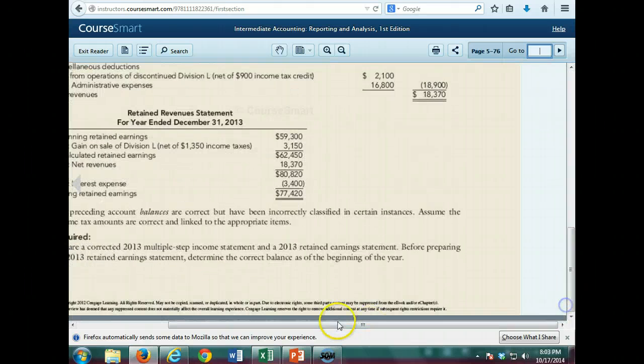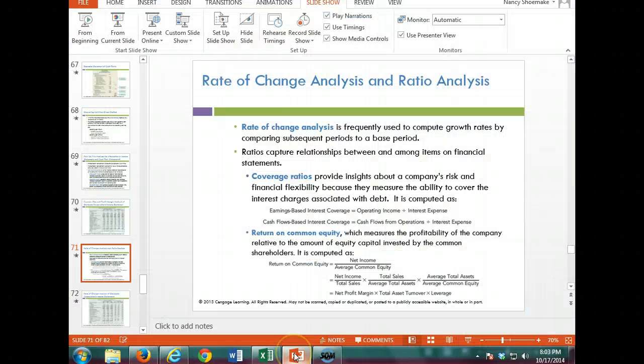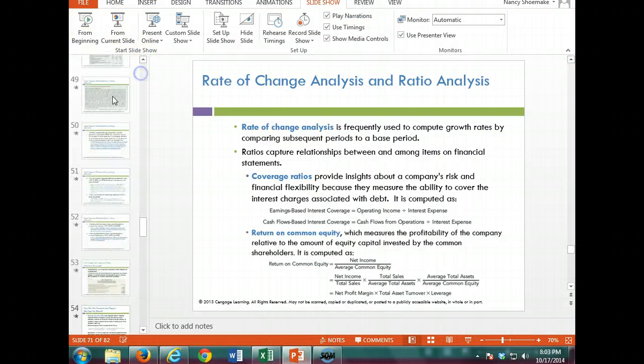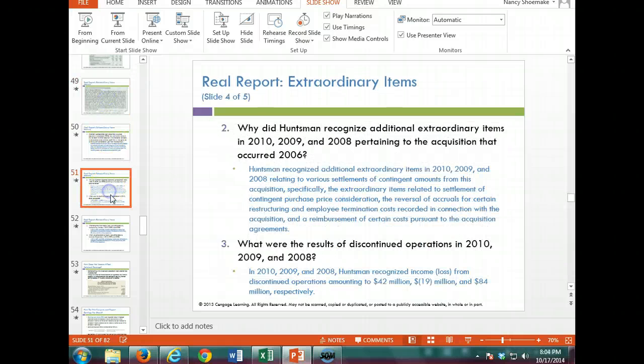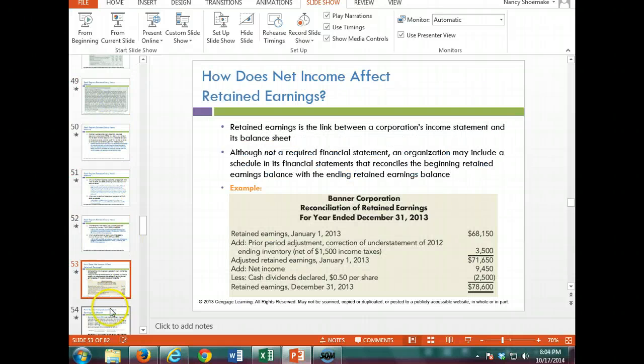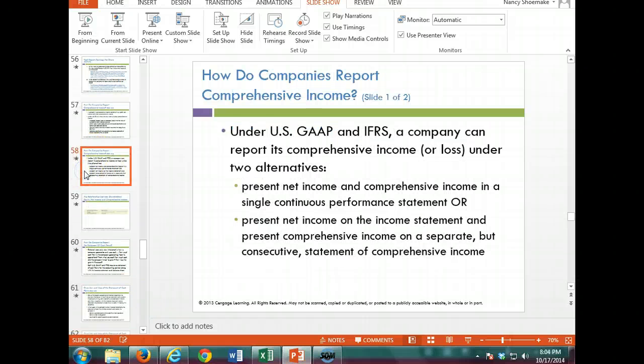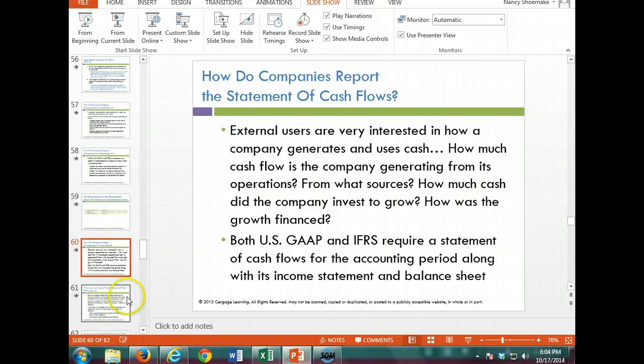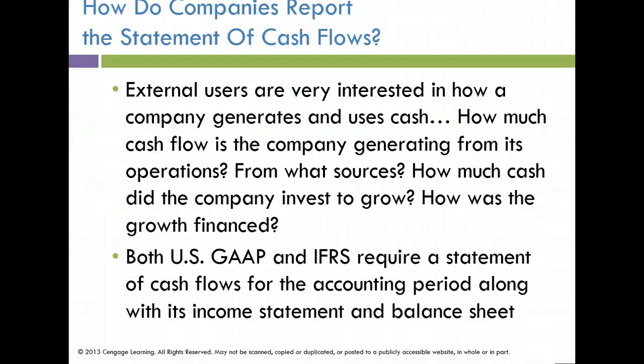Okay, so I should probably go back to the PowerPoint so we can talk about cash flows. Let me go back here because I skipped this. Let's look for a few minutes back at the PowerPoint on cash flows. Now, we know our statement of cash flows is divided into 3 sections: operating, financing, and investing.